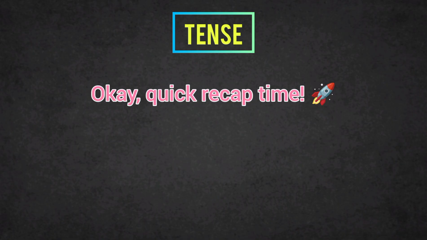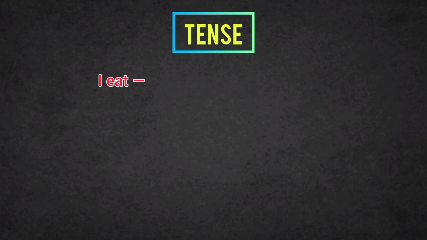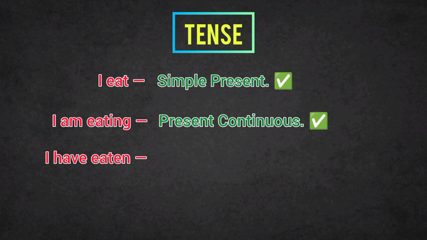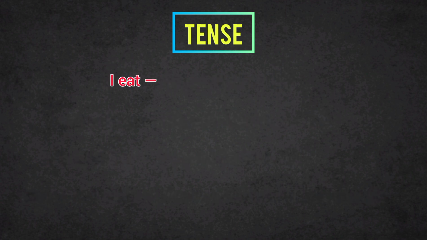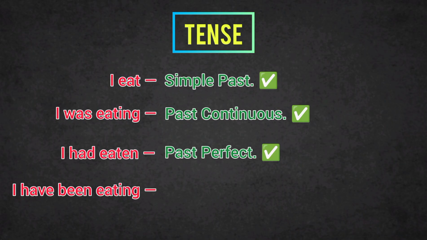Okay, quick recap time. Let's go through all 12 tenses super fast. I eat, simple present. I am eating, present continuous. I have eaten, present perfect. I have been eating, present perfect continuous. I ate, simple past. I was eating, past continuous. I had eaten, past perfect.